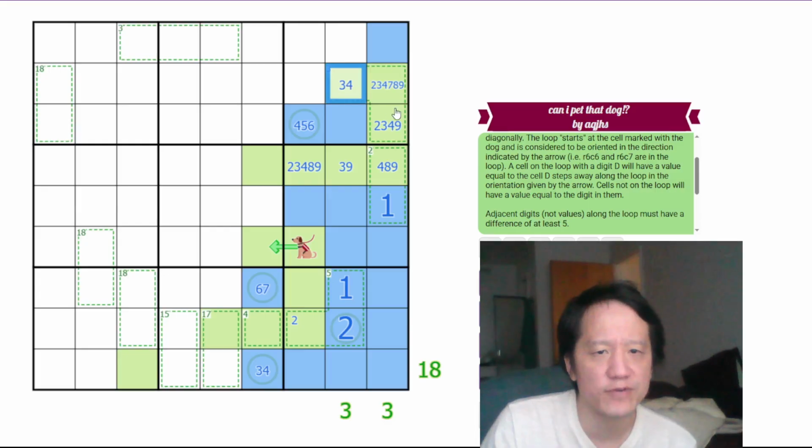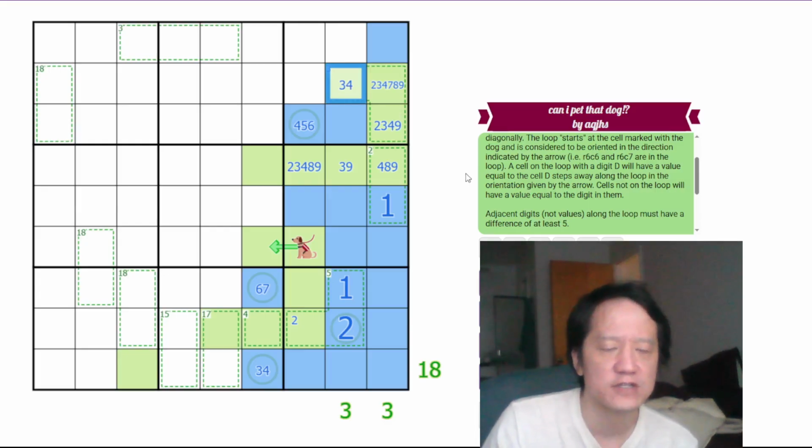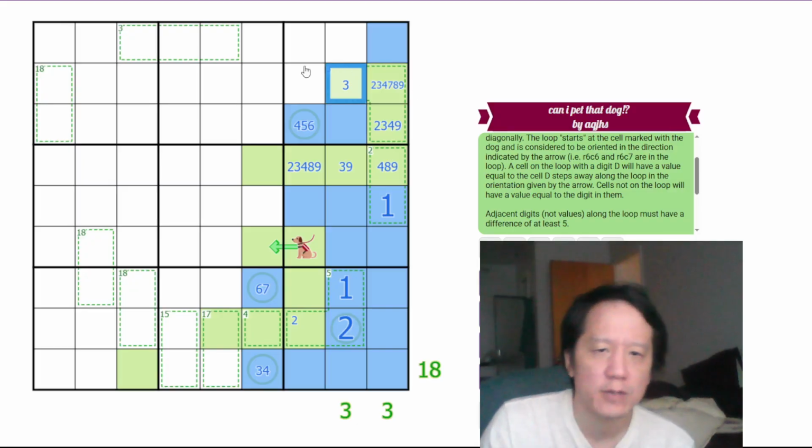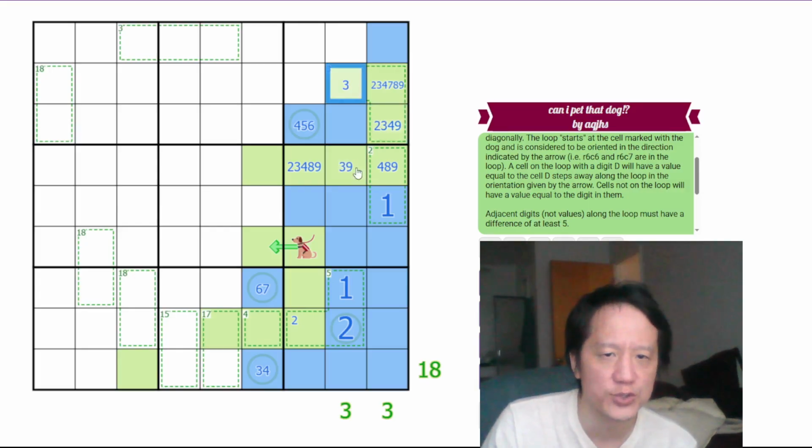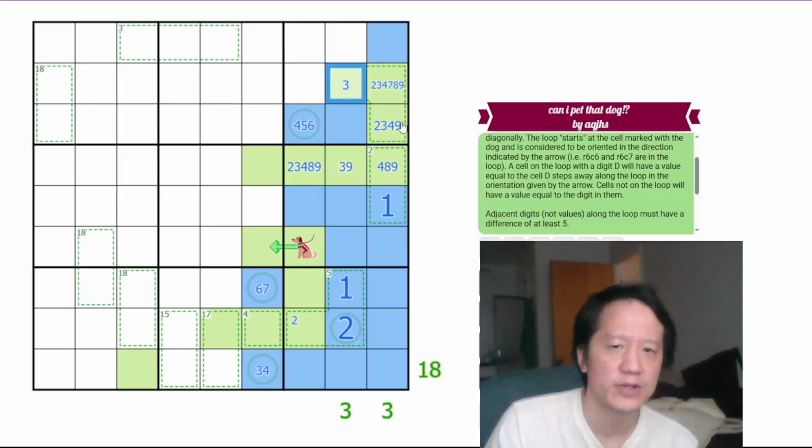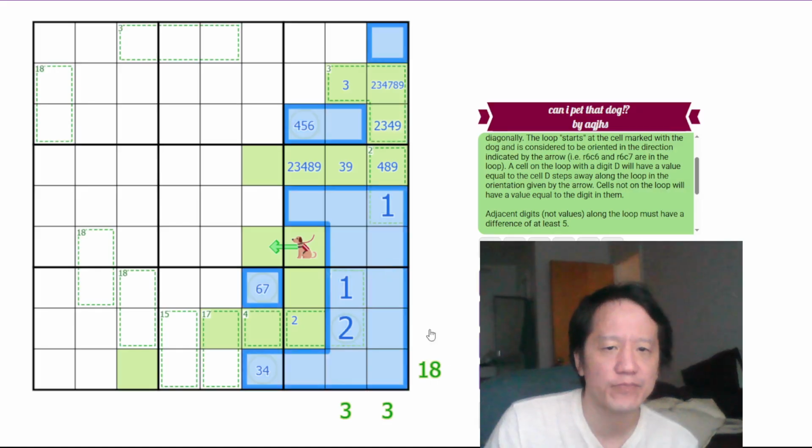So this cannot be 4 if it's low. Therefore, this would be 3. But these are of the same low-high ranking. So if this is low, that's 3. If this is low, it's 3. So this can't be 3. This can't be low.